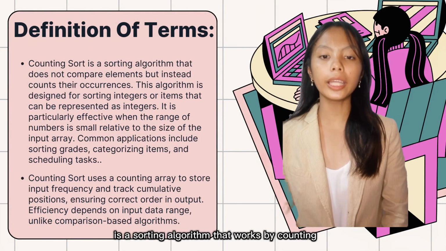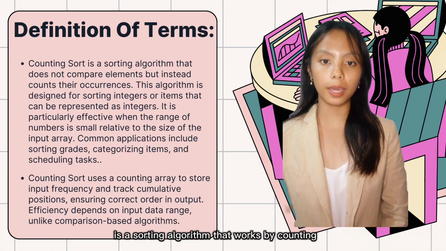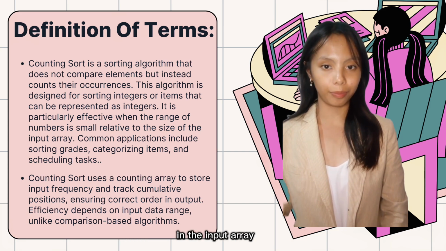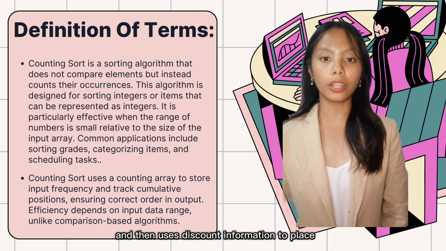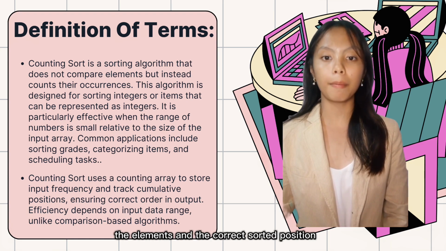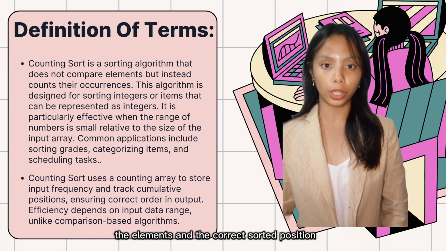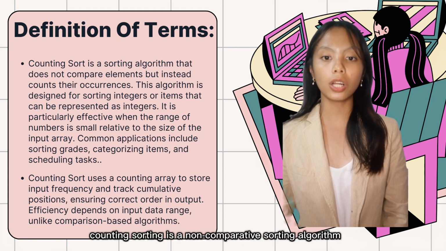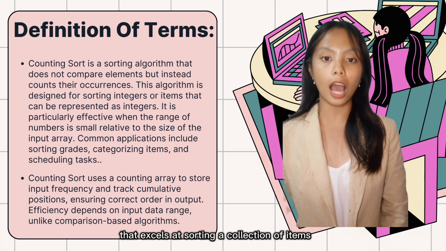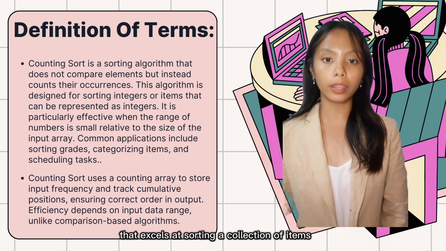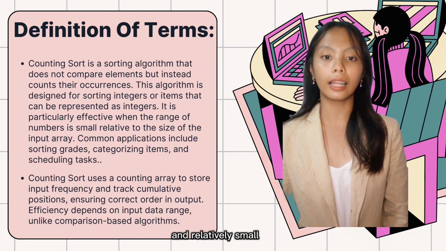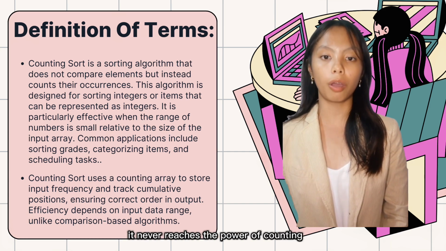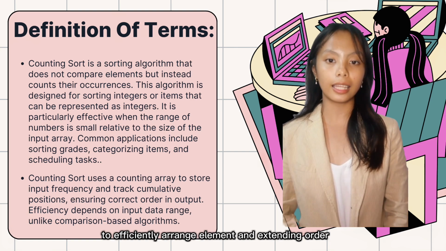Counting sort is a sorting algorithm that works by counting the occurrences of each unique element in the input array. It then uses this count information to place the elements in the correct sorted position. Counting sort is a non-comparative sorting algorithm that excels at sorting a collection of items when the range of values is known and relatively small. It leverages the power of counting to efficiently arrange elements in ascending order.